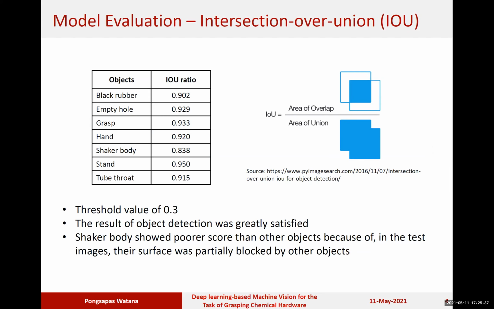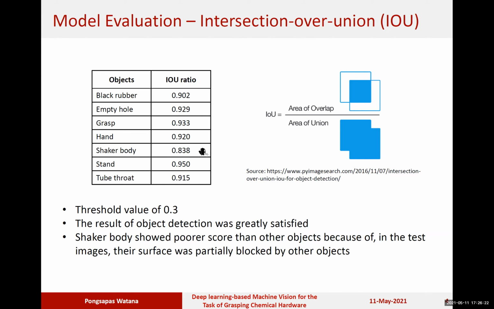Okay, let's get back to the model evaluation. We evaluated the model by using IOU, intersection over union. And for these 7 objects, we use a threshold of 0.3 for IOU. This number was suggested by my advisor, and most of them got scores over 0.9. Only the shaker body has the lowest score.